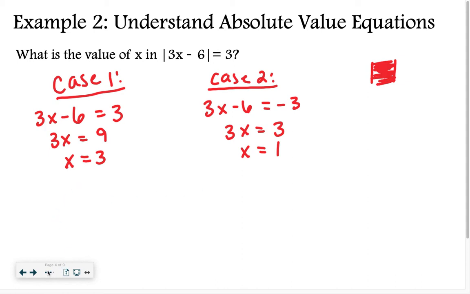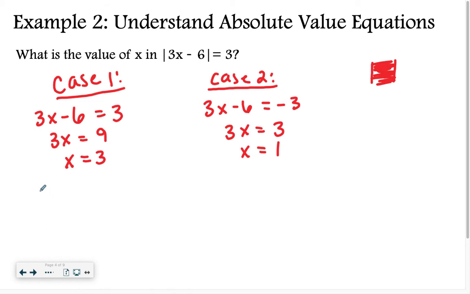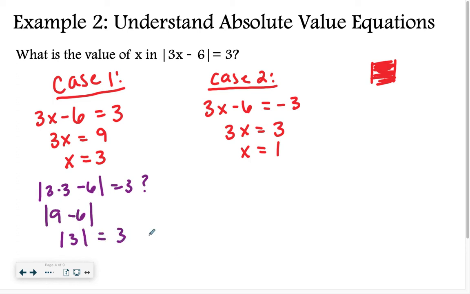Okay, so let's actually quickly check to see why this works. So if I do the absolute value of 3 times 3 minus 6, and then we want to see, does that equal 3? Well, 3 times 3 is 9. So then I have the absolute value of 9 minus 6, which is the absolute value of 3. And is the absolute value of 3 3? Yes, so I know that answer works.